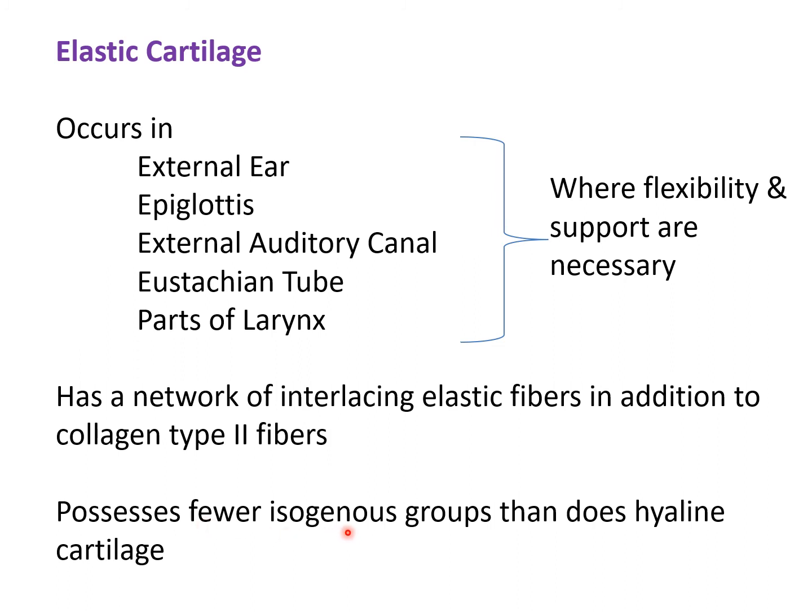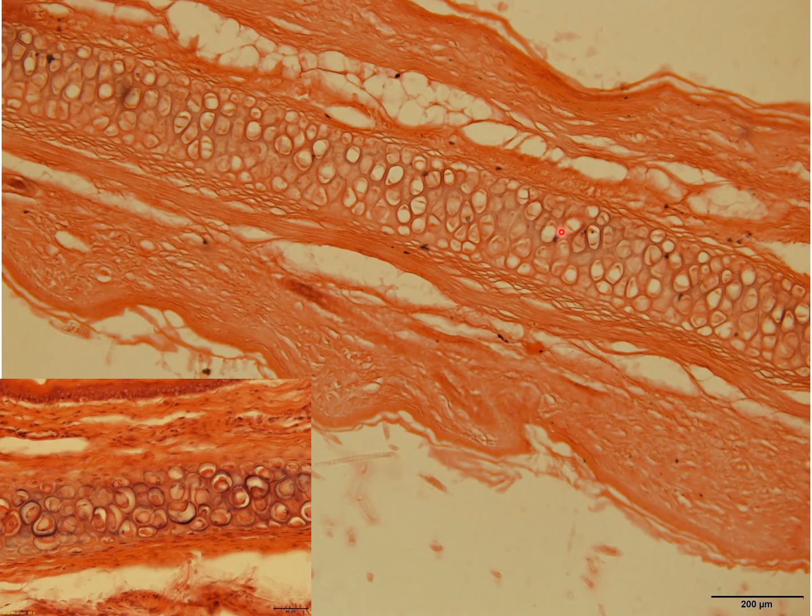In contrast to the hyaline cartilage, they have fewer isogenous groups. Now, let's look at a slide and see how it appears. This is a slide from our own lab. You can see out here is the hyaline cartilage, and this is the elastic cartilage.